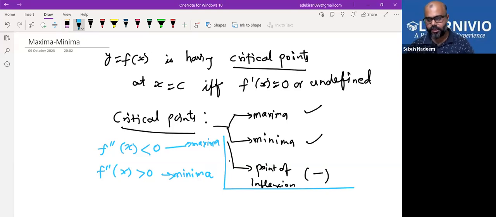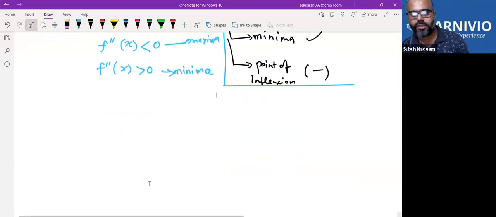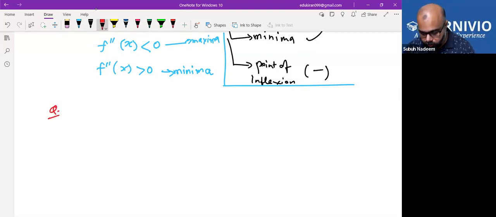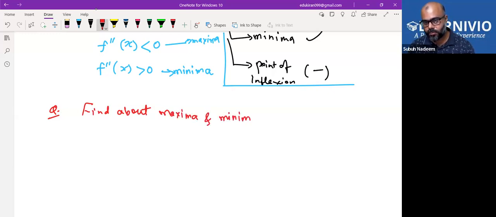So I hope you have written it. So the question which we have here is right now: find maxima and minima of f(x) is equal to 2x cubed minus 15x square plus 36x plus 1.